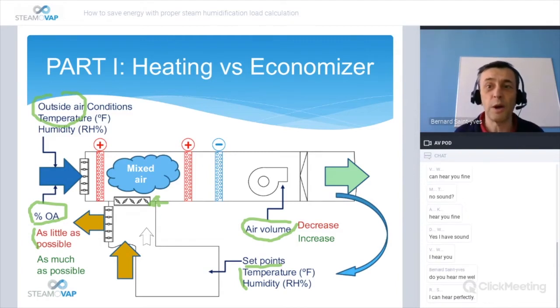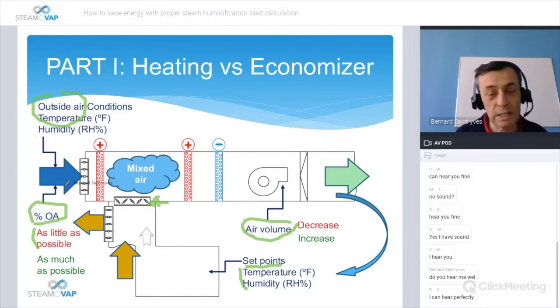You want to heat up as little air as possible, because that's very expensive. You will spend a lot of energy for this. So you want minimal outside air, and if you are in economizer mode, that's the reverse.